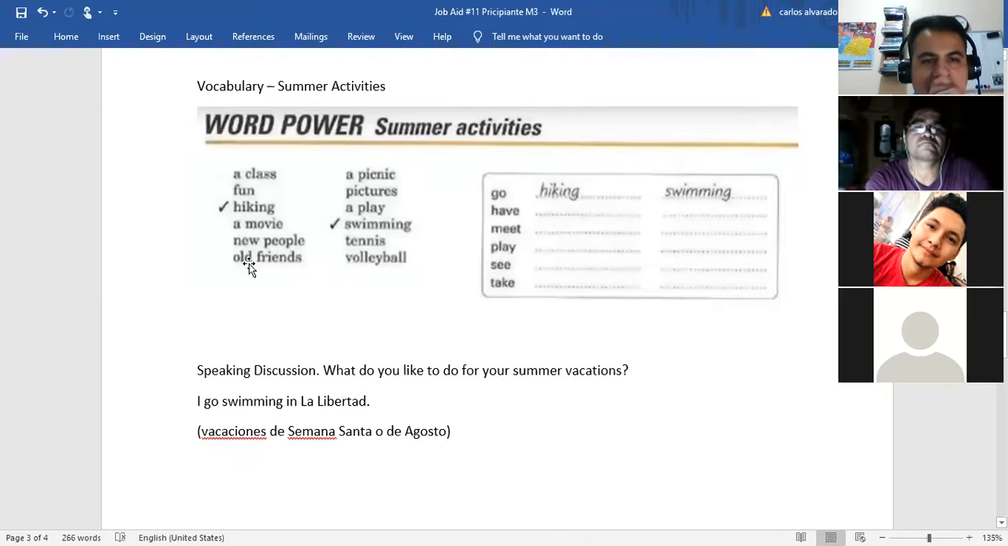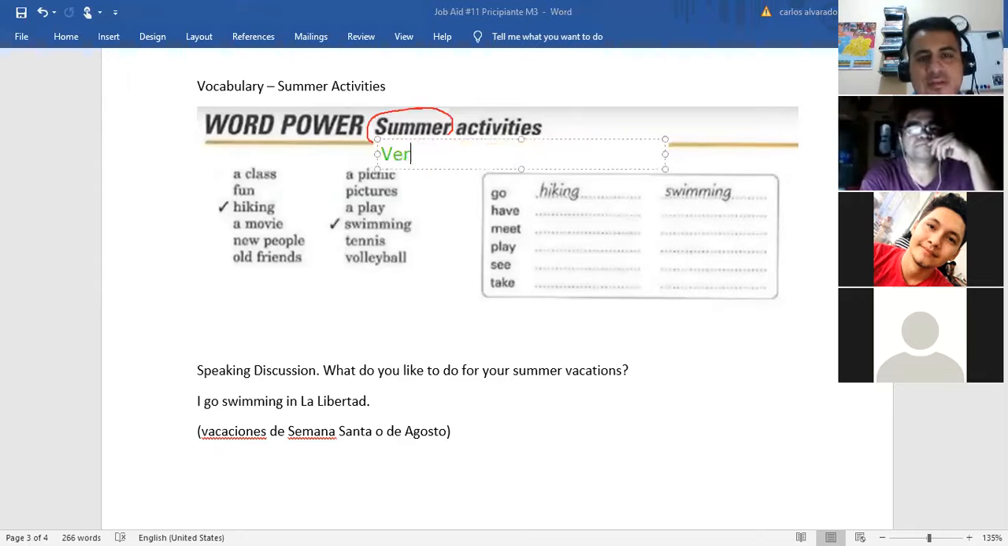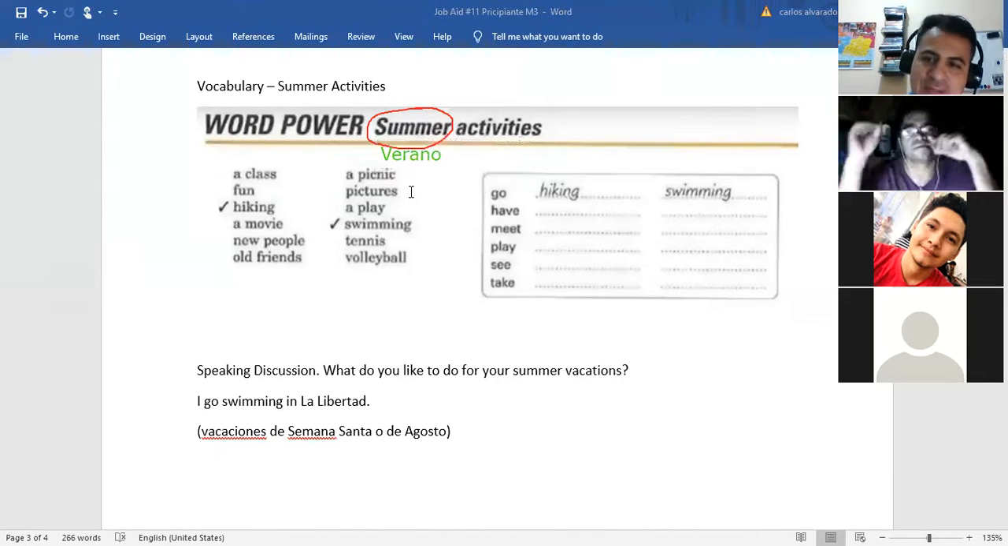Here, this was another vocabulary lesson that is in section 4. Creo que es 4.8 vocabulary. This one here is to talk about summer activities. Okay? ¿Qué quiere decir summer? ¿Qué temporada es summer? Verano. Okay. Now, here in El Salvador es un poquito al revés, ¿verdad?